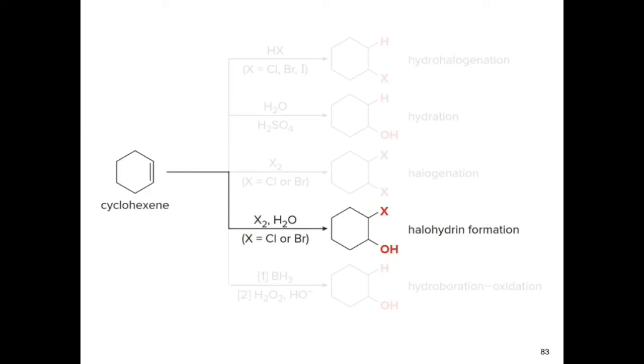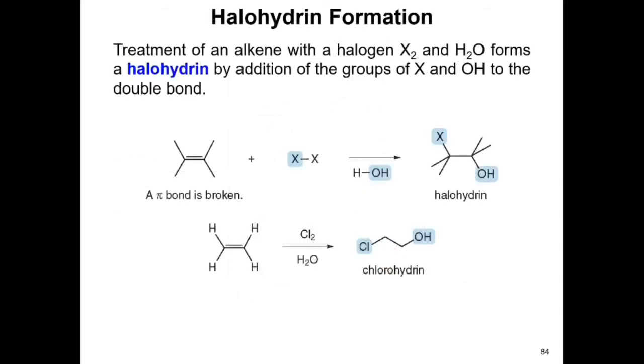So here we have cyclohexene reacting with a halogen molecule in water. And so this reaction results in the addition of a halogen atom and a hydroxy group to the two carbon atoms that are involved in the double bond. So here are two examples of an addition reaction involving the formation of a halohydrin. So the very first step is the cleavage of the pi bond between the two carbon atoms involved in the double bond, and the cleavage of the sigma bond between the two halogen atoms in the halogen molecule.